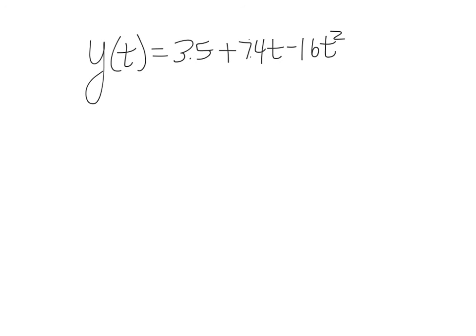Now, the other way to do this is to take our original function. We know that y of t is equal to 3.5 plus 74t minus 16t squared. And this question D is saying, what is y? It's saying find y. How high is the ball? Oh, actually it's saying find t, find the time it takes to get y equal to 5. When the ball is at 5 feet, what is t?